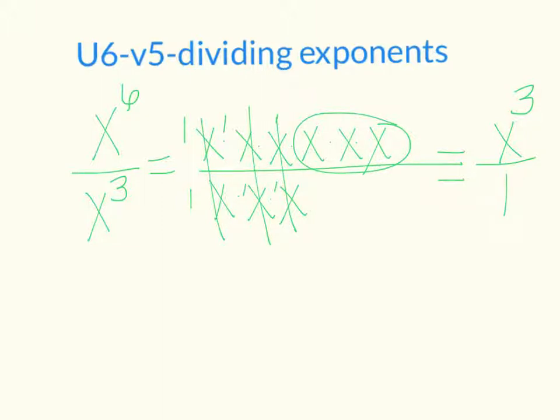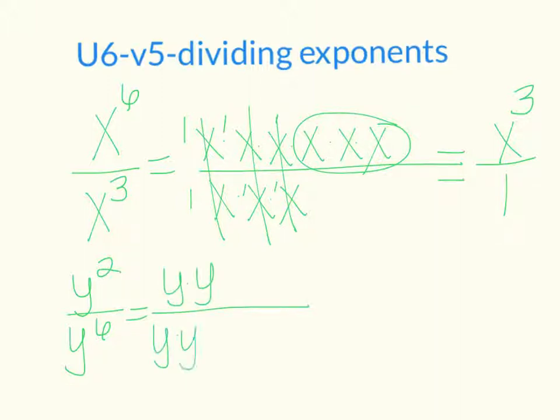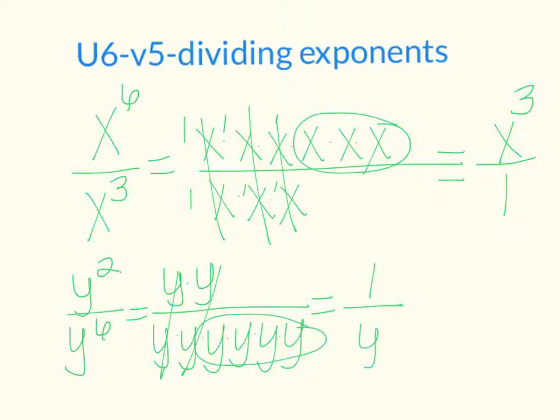All right, let's look at a different one. All right, so this tells us we have 2 y's, and this tells us we have 6. Okay, let's cancel. All right, nothing's left up here, so remember it's a 1, and we have 4 y's in the denominator. Okay, and then there's my answer.